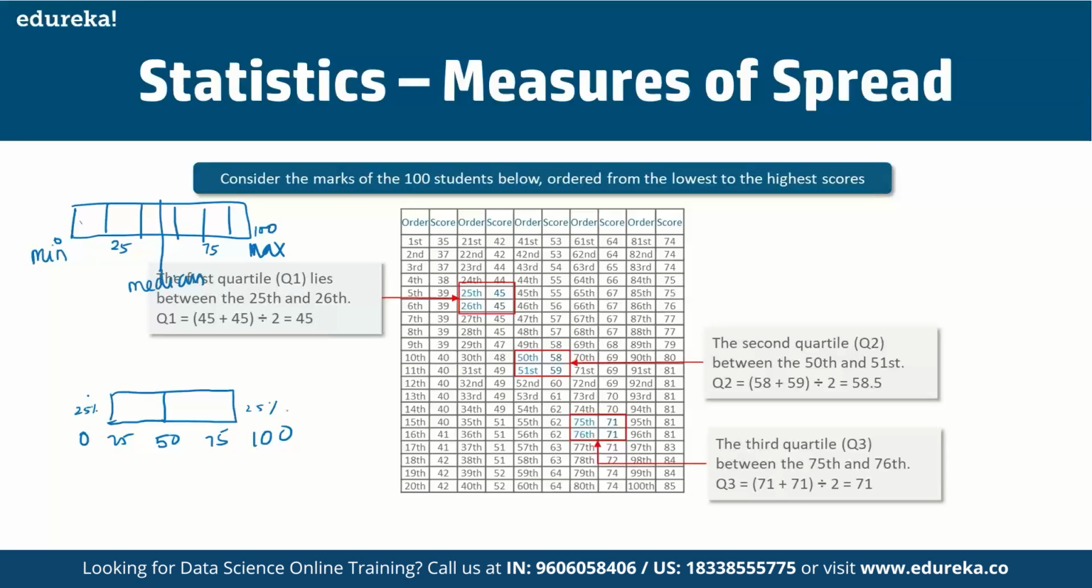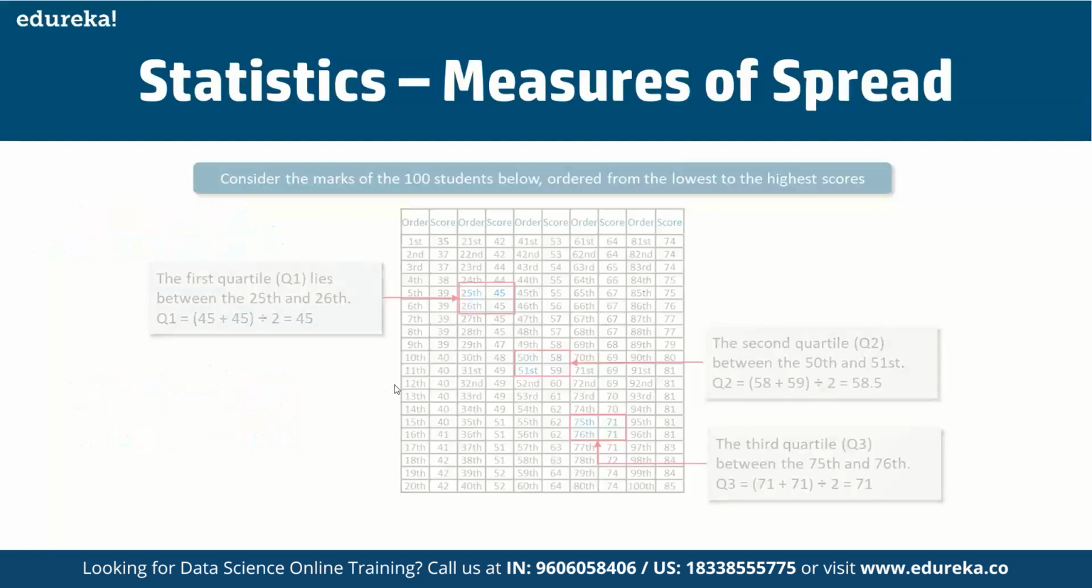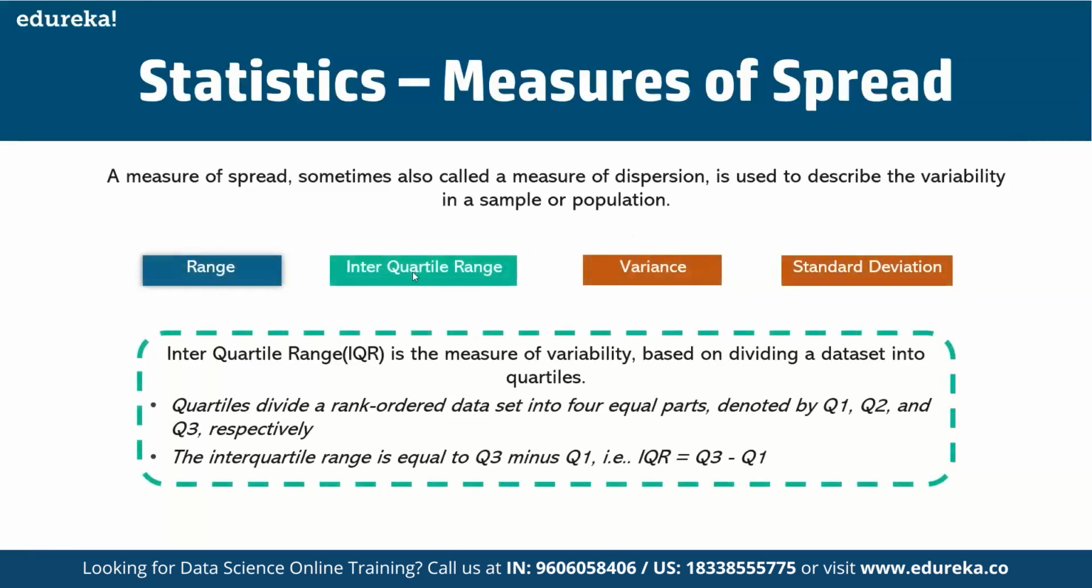I'm going to divide it into quarters. So this is 0 to 25. This is 25 to 50. This is 50 to 75. This is 75 to 100. How many people have got above 75 percent of marks? How many students have got less than the 25th percentile? So this is where we use the interquartile range. So that is your interquartile range.